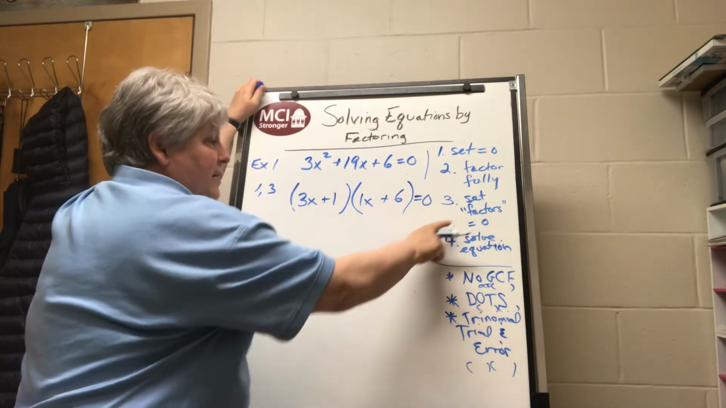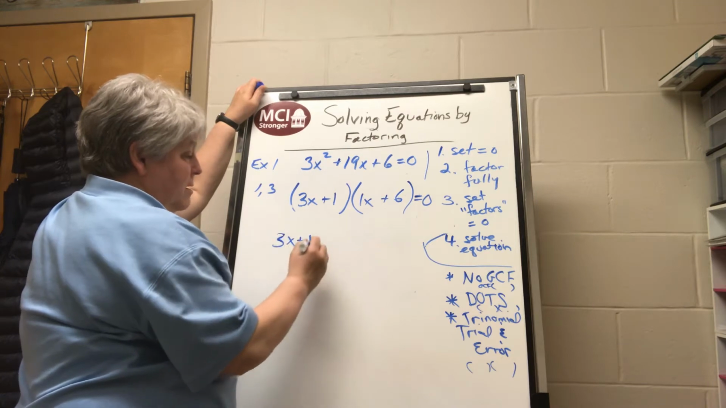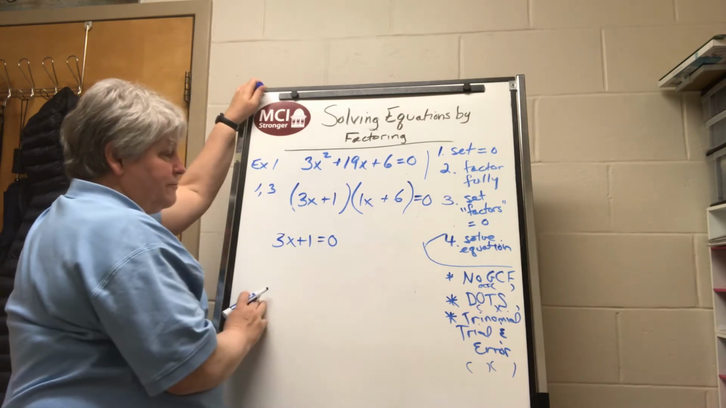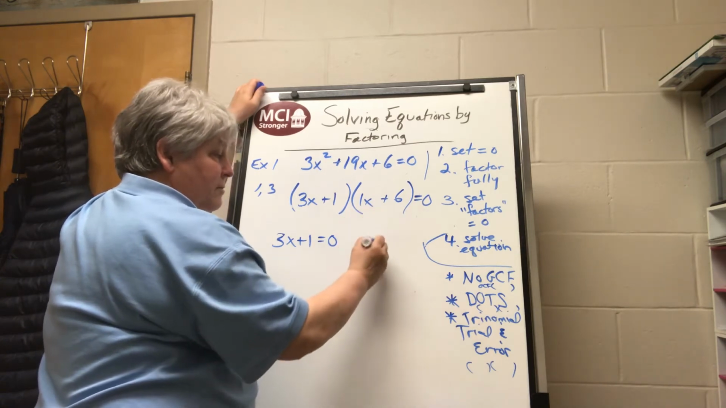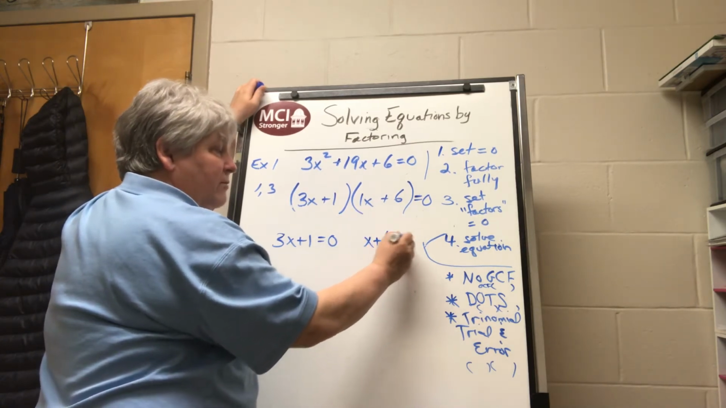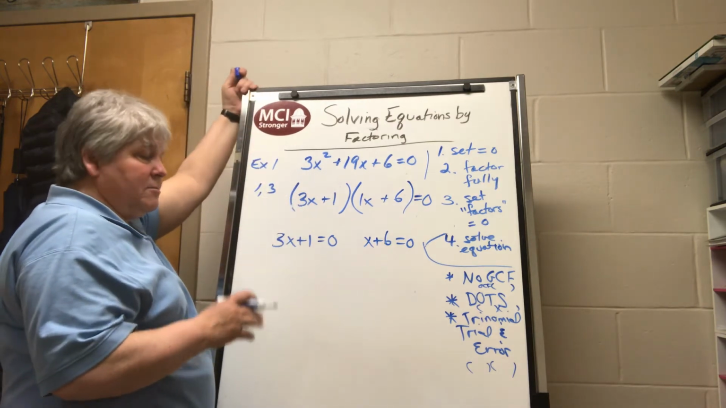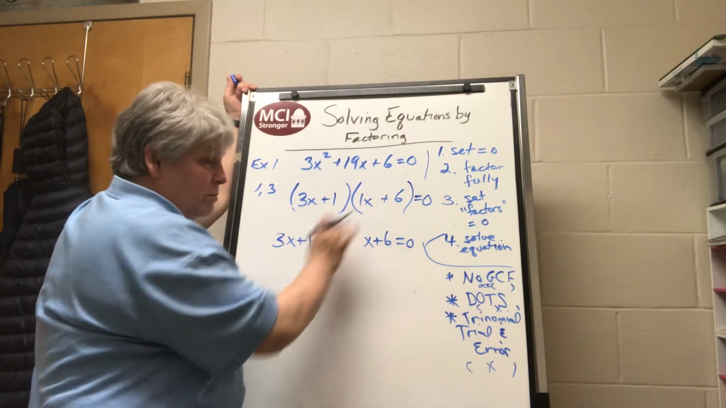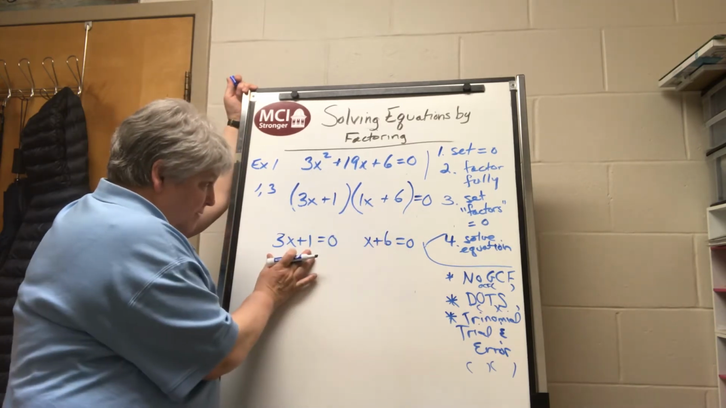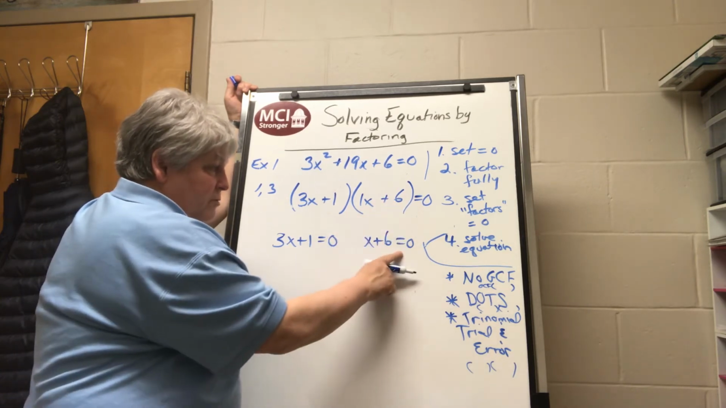Set each factor equal to 0. So I'm going to take the 3x plus 1 and set it equal to 0. I'm also going to make up this equation where I set the other factor equal to 0. Remember, factor can stand for either the process of writing it as multiplication, but the other meaning of the word factors is the actual quantities multiplying each other. So this is one factor, I set it equal to 0. This is another factor, I set it equal to 0.